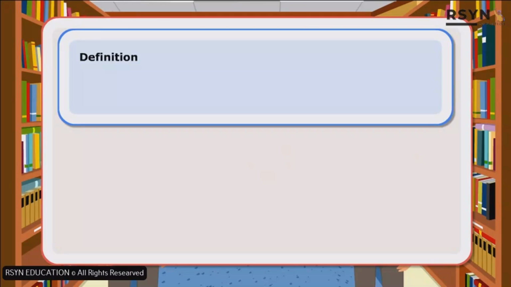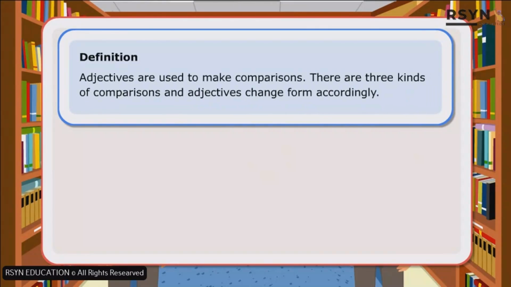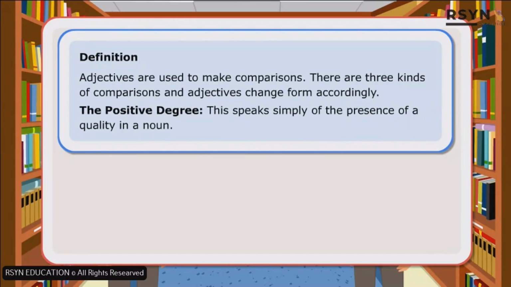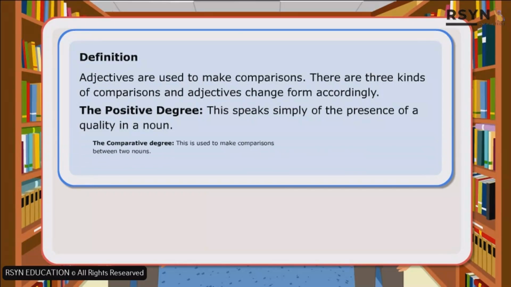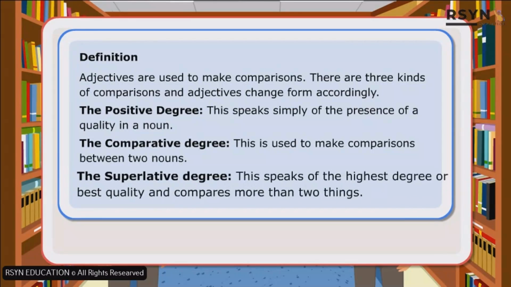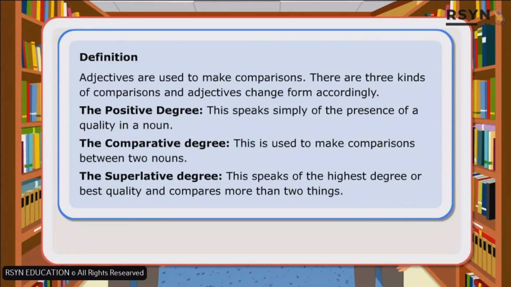Definition: adjectives are used to make comparisons. There are 3 kinds of comparisons, and adjectives change form accordingly. The positive degree. This speaks simply of the presence of a quality in a noun. The comparative degree. This is used to make comparisons between 2 nouns. The superlative degree. This speaks of the highest degree or best quality and compares more than two things.